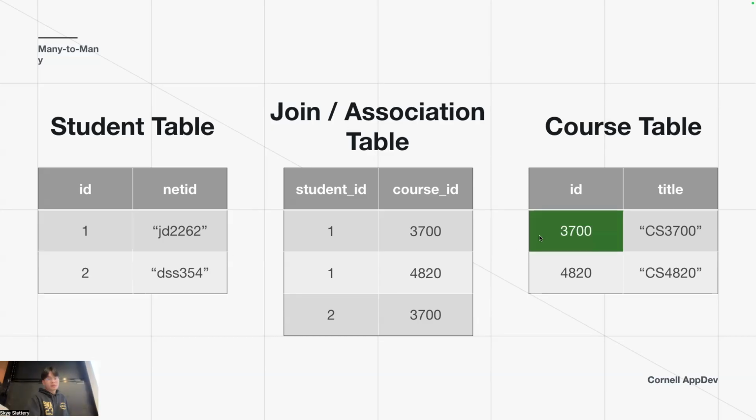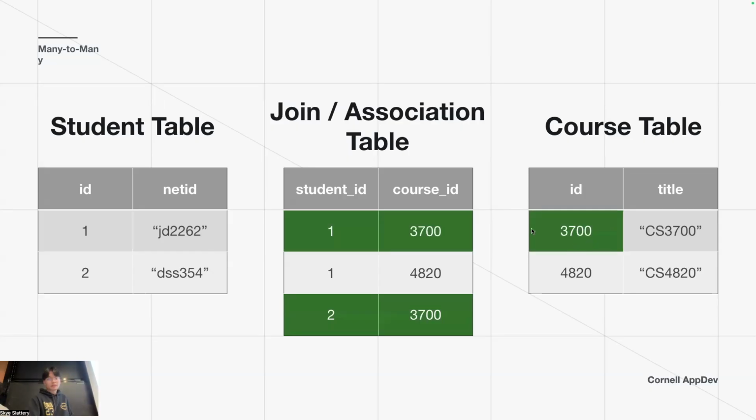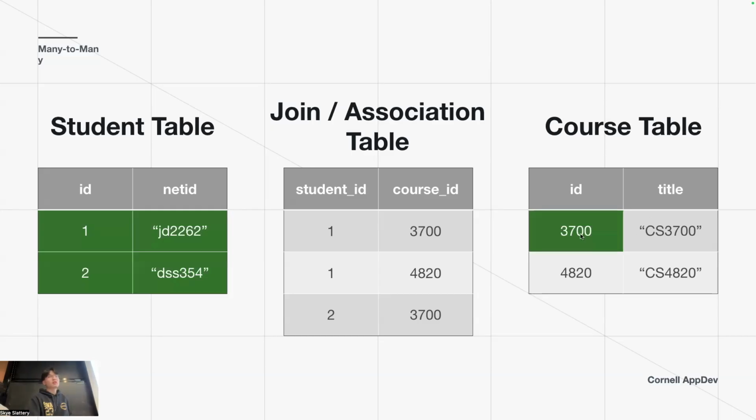And for example, from the other direction, we have 3700, and in the join table we have these 2 rows, and you can see the IDs 1 and 2, and you can see which students are in 3700. So you can see how using this join table, it allows 2 ways to reference. So you can see what students are in 3700, or you can see which classes this student is in. And the cool thing is, if you want to add a student to a course, all you have to do is add 1 row in the join table.